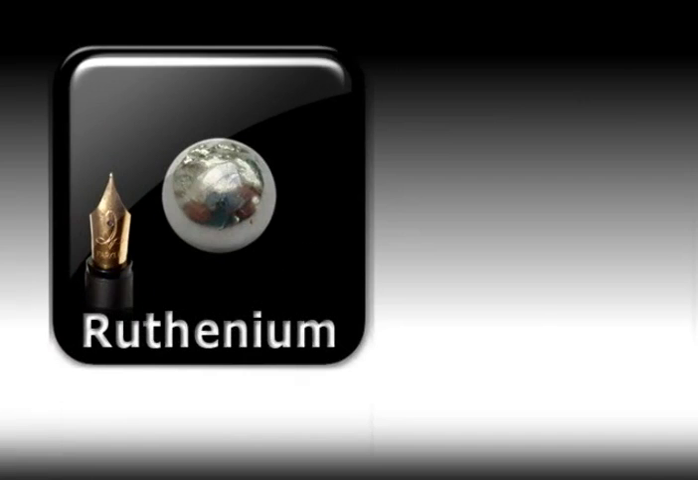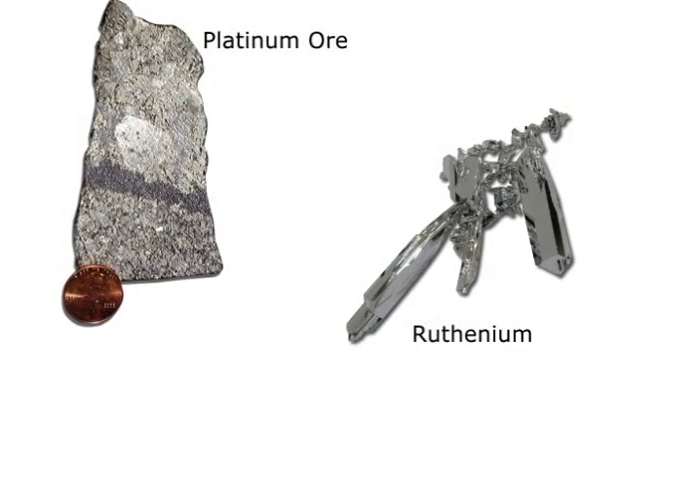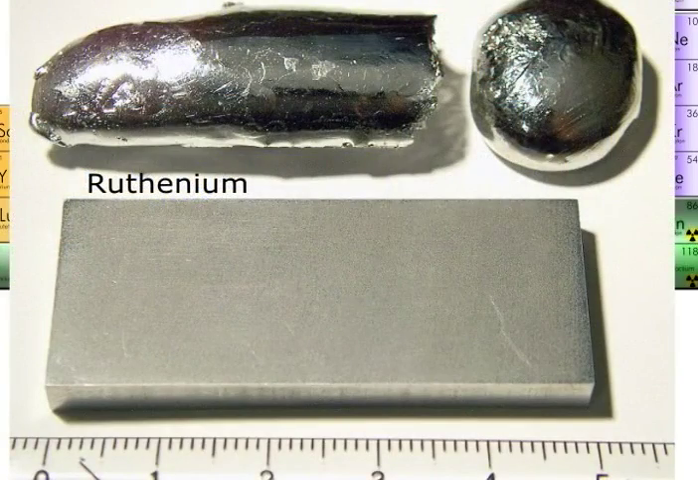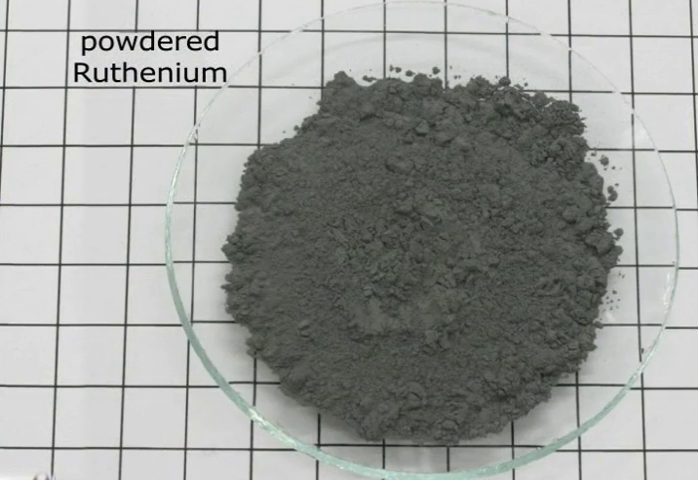Ruthenium is the Latin word for Russia, the discoverer's home country. Ruthenium comes from platinum ores and is, of course, one of the noble unreactive metals. It is also one of the rarest metals on Earth, thus expensive and useful. Adding just 0.1% of ruthenium to titanium makes titanium 100 times more corrosion resistant.